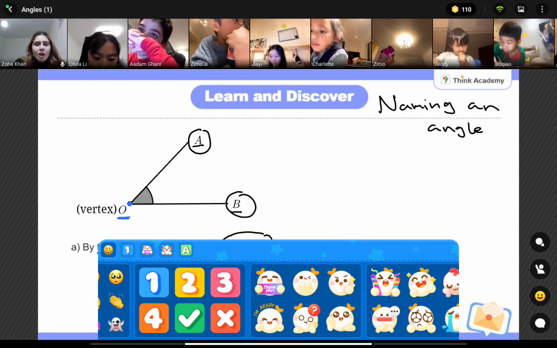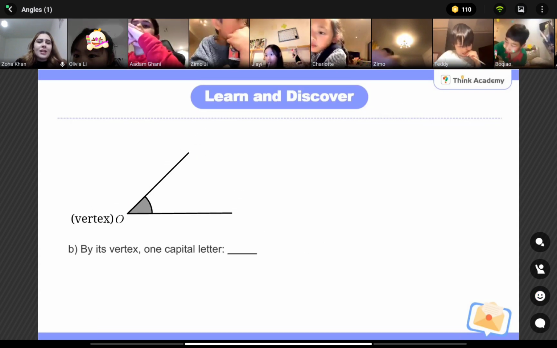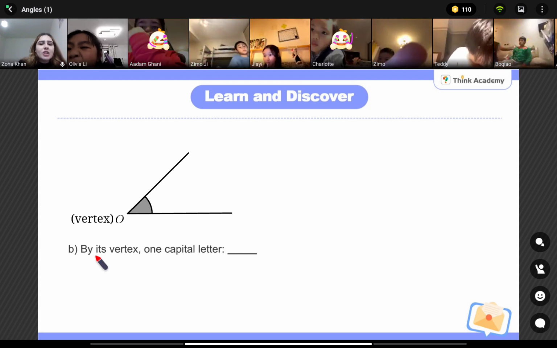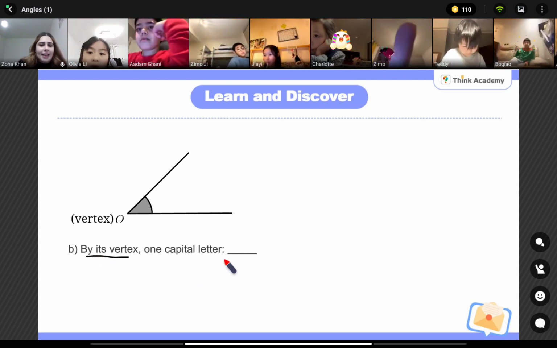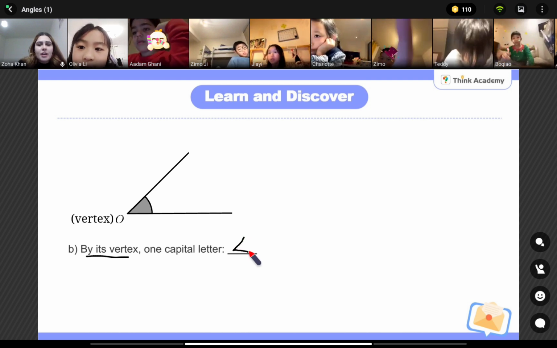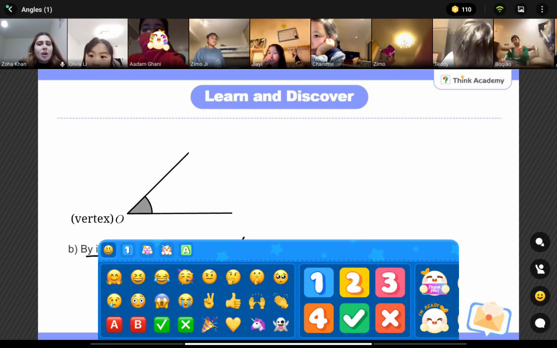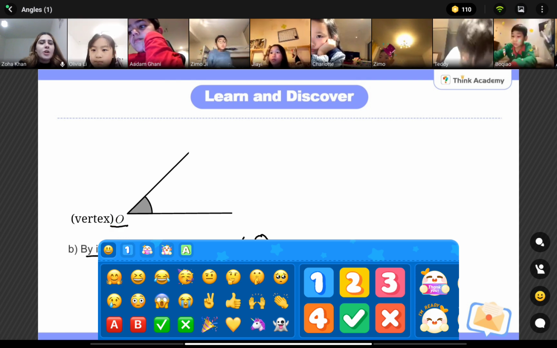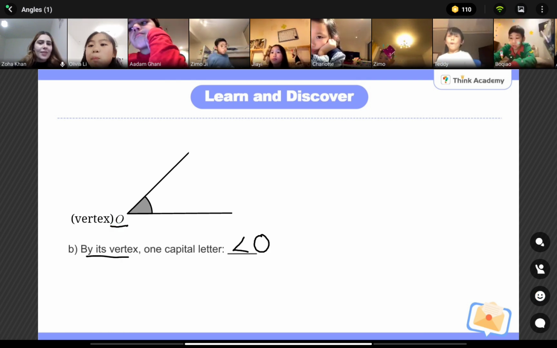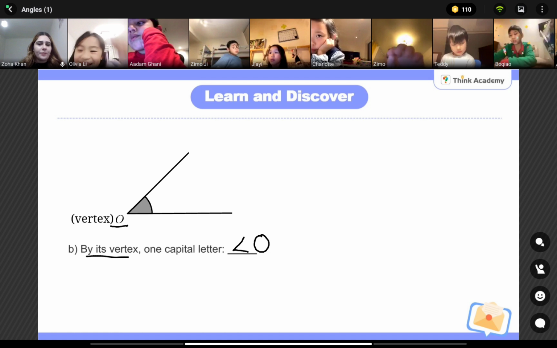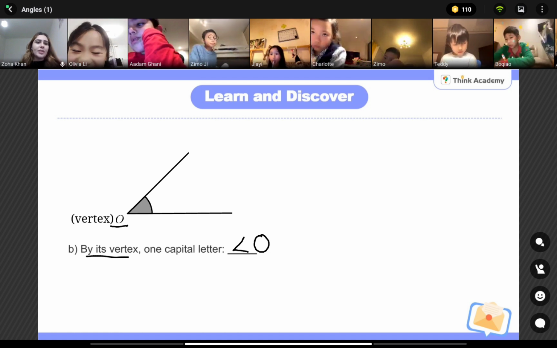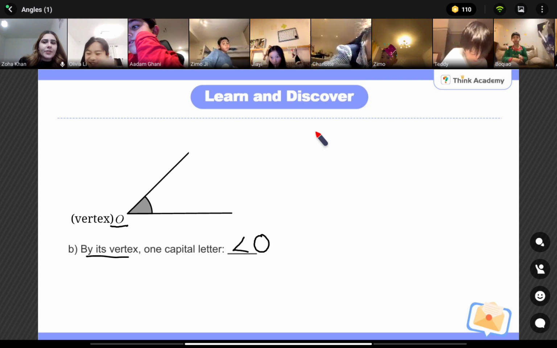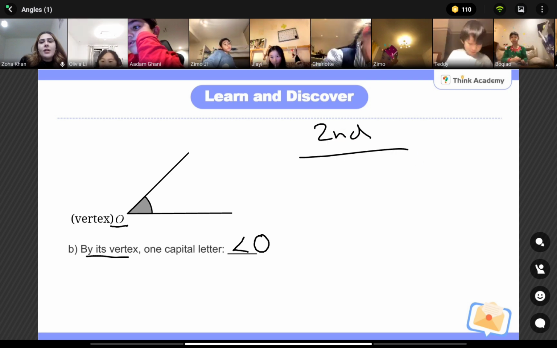So that's the first way we can name an angle, everyone. Let's think about another way. Okay, the other way we can name an angle is just by using the vertex. So I can just put an angle sign like this, and I can just put an O, okay? That's another way we can name the angle, okay? So we can just put the angle and the vertex letter, okay? So that's the second way we can name the angle, okay?